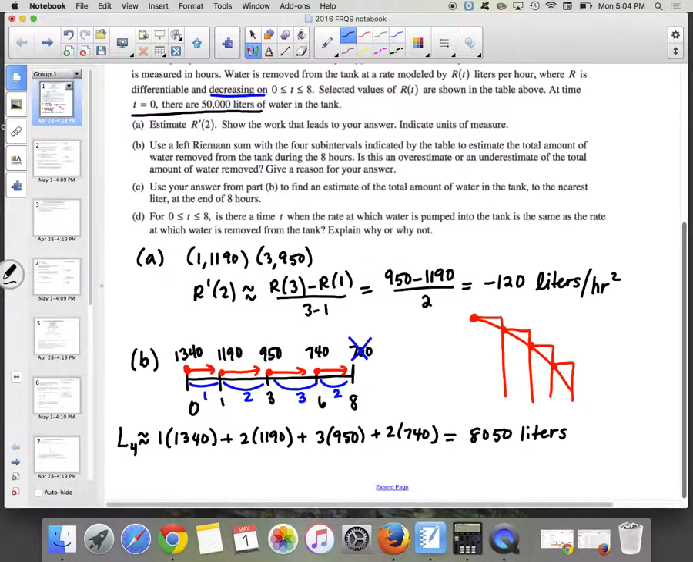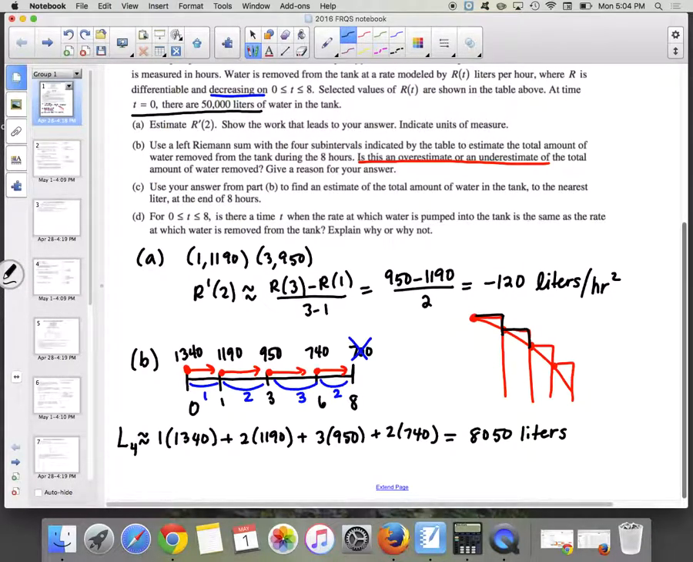All right, so we now decide whether it's an overestimate or an underestimate, and we're giving a reason for our answer. So our reason is that this ends up being an overestimate. You can see from my sketch here that these rectangles go over because I knew I had a decreasing function, right? So we're going to write that.